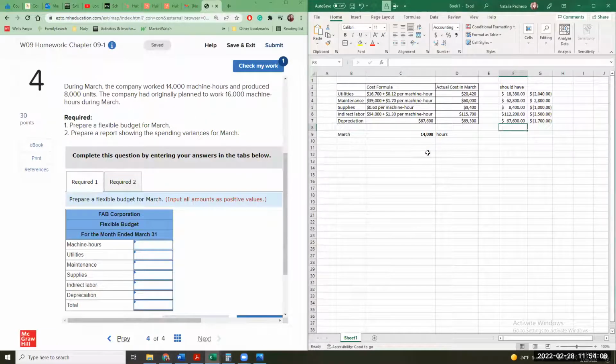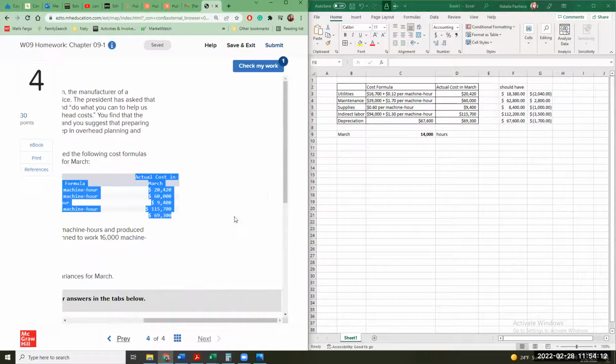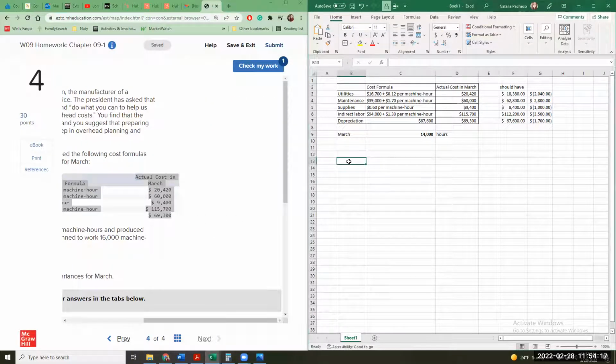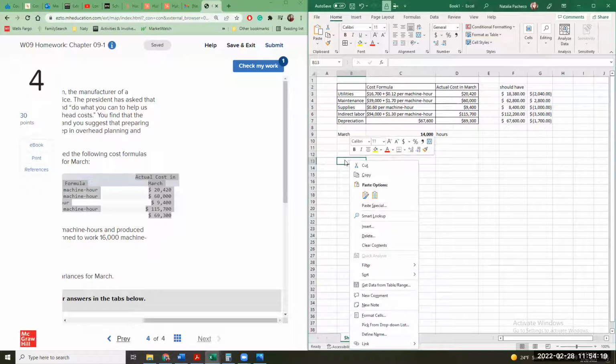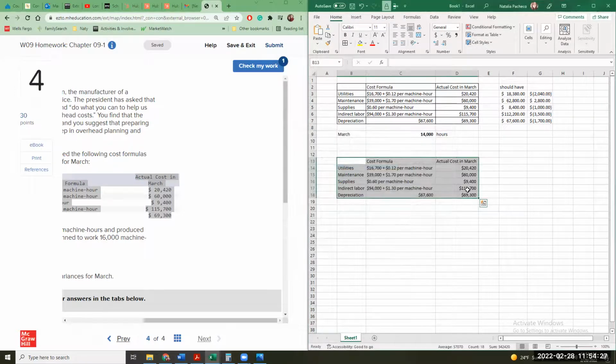Okay, so what I did is I just copied all of these boxes. If you don't know how to use this, I think it's really important. I found out this semester that you can right click and then select paste special, unicode text, and okay. And that's it.